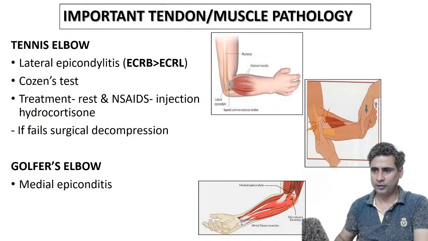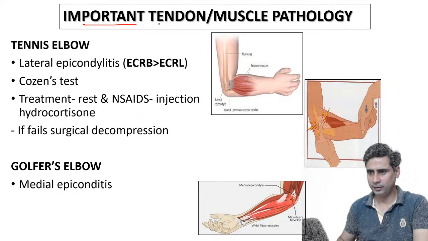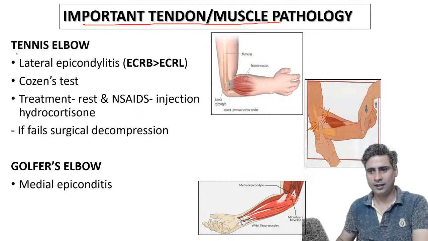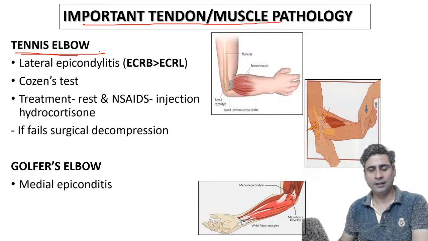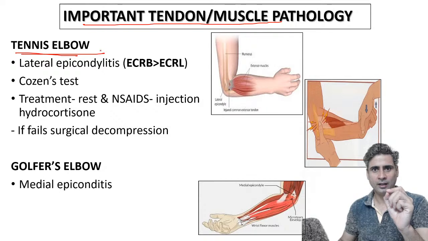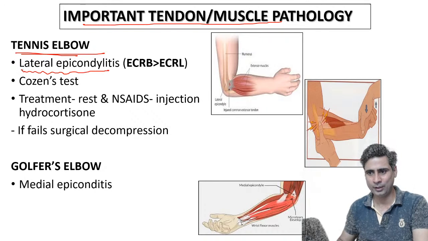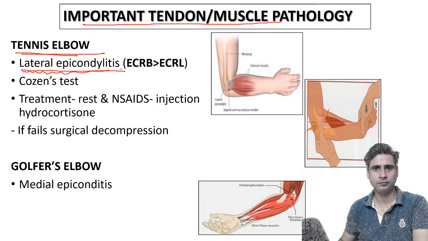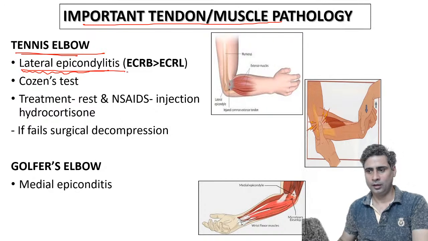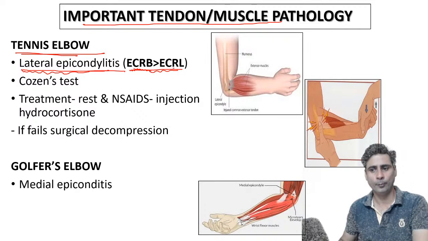Now we will discuss some of the important tendon or muscle pathology, and the most commonly asked is tennis elbow, where there will be inflammation and micro tear in the common extensor origin. The common extensor origin is from the lateral epicondyle, so this is known as lateral epicondylitis. The most commonly involved tendon is extensor carpi radialis longus, followed by extensor carpi radialis brevis.